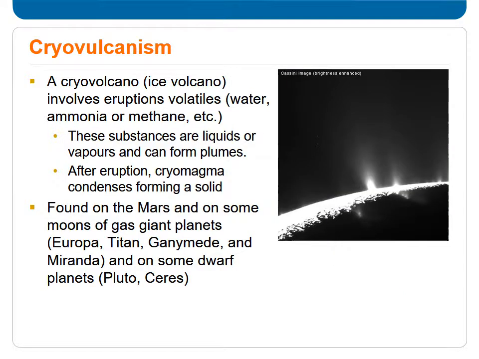A cryovolcano, or ice volcano, involves eruptions of volatiles: water, ammonia, methane, etc. These substances are liquids or vapors and can form plumes. After eruption, cryomagma condenses, forming a solid. Cryovolcanoes are found on Mars and some moons of gas giant planets such as Europa, Titan, Ganymede, and Miranda, and on some dwarf planets like Pluto and Ceres.